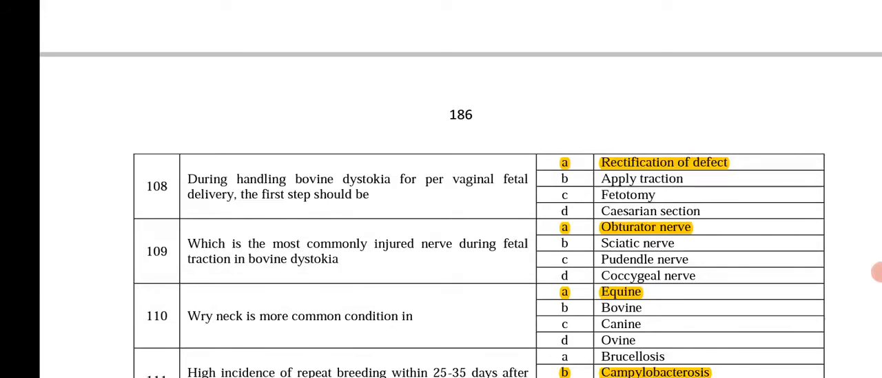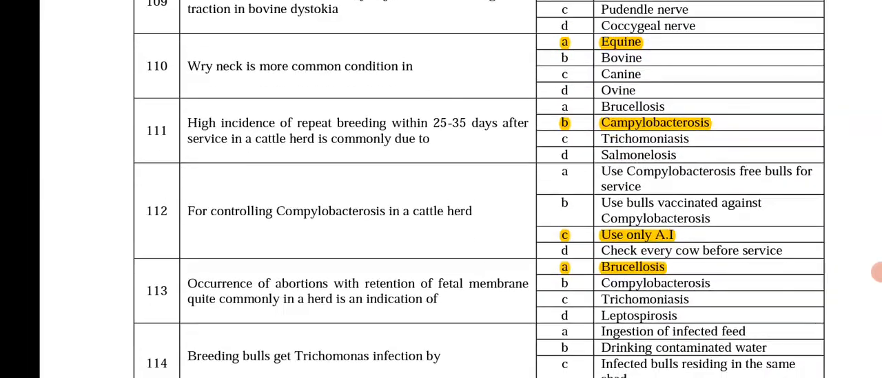Rig is most common condition in equine. High incidence of repeat breeding within 25 to 35 days after service in cattle herd is common due to campylobacteriosis. For controlling campylobacteriosis in cattle herd, use only artificial insemination.